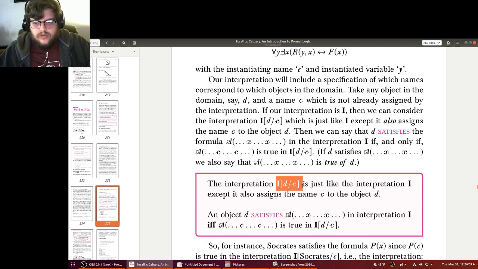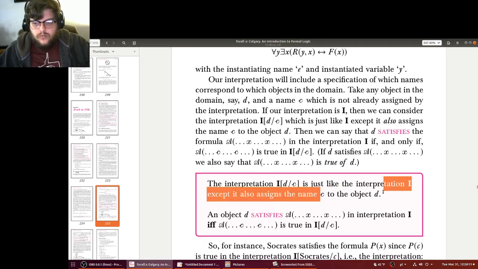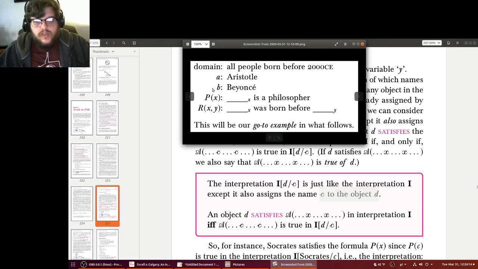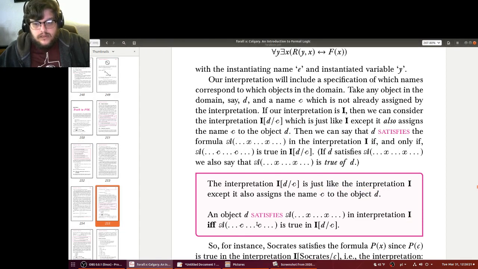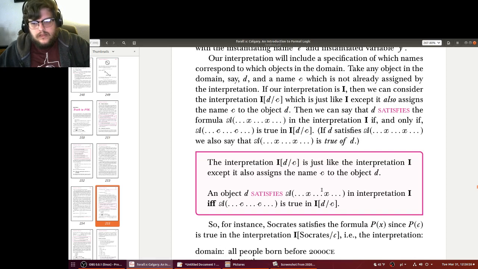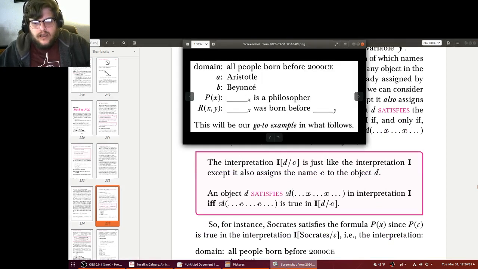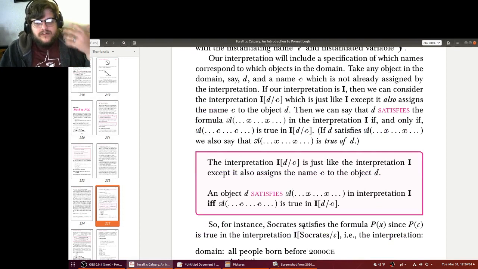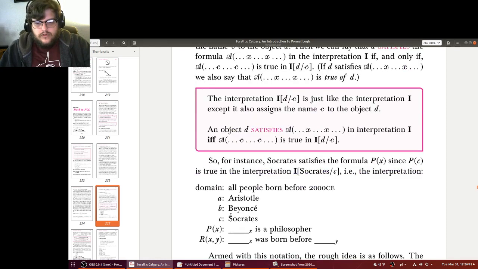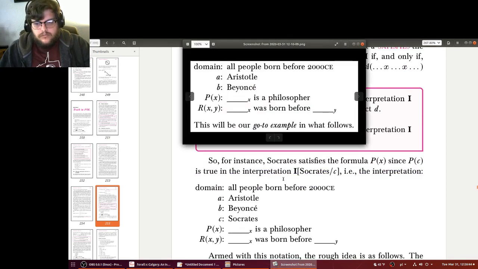So they say this interpretation is just like I, except you give one more assignment. So you're putting one more thing in this list. Then this object D satisfies this formula in I, if and only if this thing is true in the upgraded interpretation. Whew, that's a lot. It's kind of weird, but this is the kind of thing where a definition is complicated, but doing it in practice is simple. Okay, so they're going back to their interpretation here.